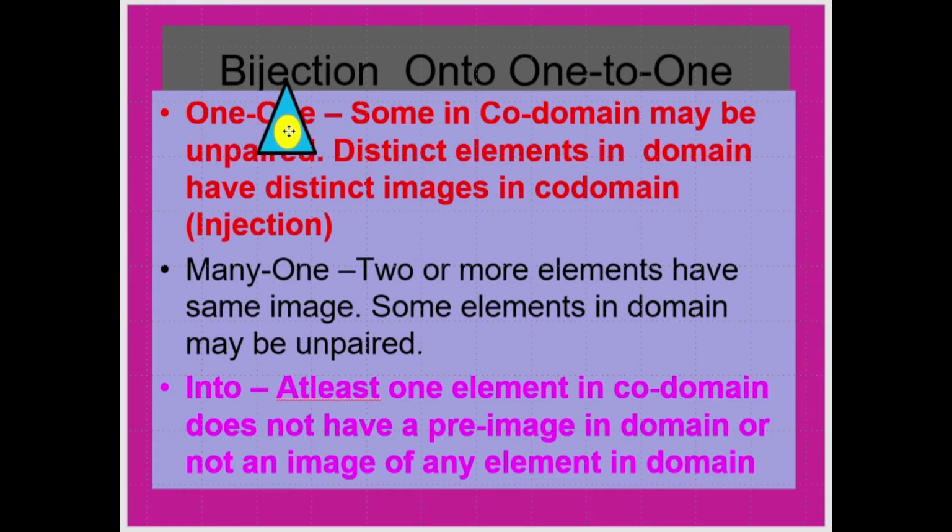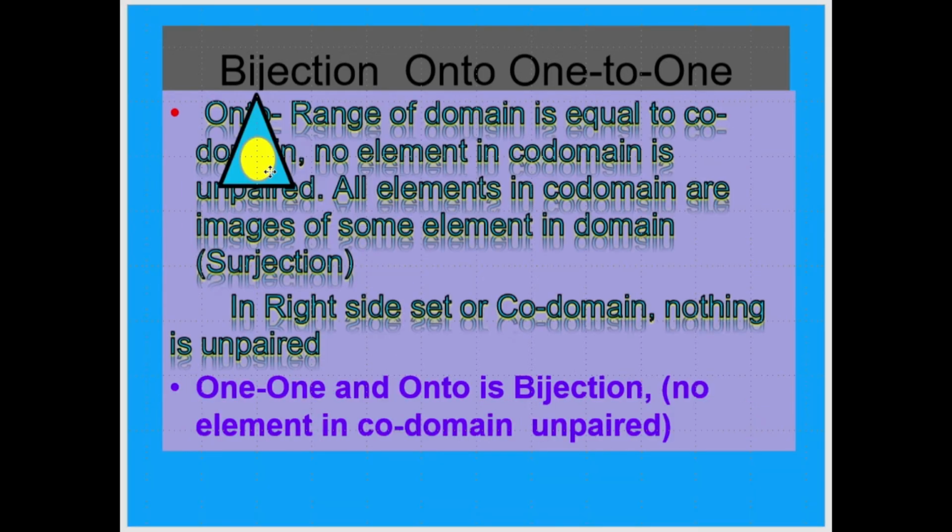What are all the function types? What is bijection, onto, one to one, etc. 1 to 1. Distinct elements in domain have distinct images in codomain. This is also called injection. Some in codomain may be unpaired. Many to one. Two or more elements have same image. Some elements in domain may be unpaired. Into. At least one element in codomain does not have a pre-image in domain, or is not an image of any element in domain. Bijection, onto and one to one.